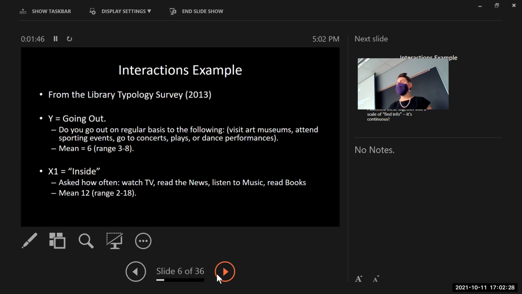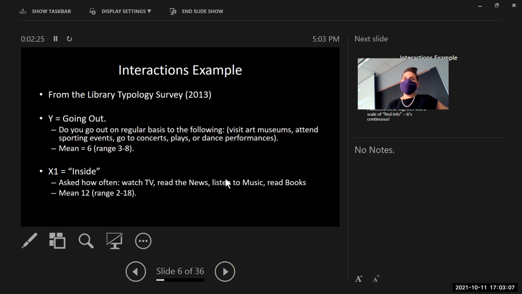So I'm diving into this example. This is from a real survey called the Library Typology Survey. And I have a y variable. This is a pre-pandemic y variable, and it's related to how often you go out on a regular basis. This is how often do you go visit art museums, attend sporting events, go to concerts, plays, or dance performances. And this is actually making me really sad. The mean is 6, and the range was 3 to 8. Oh well. One day we'll get to do those things again.